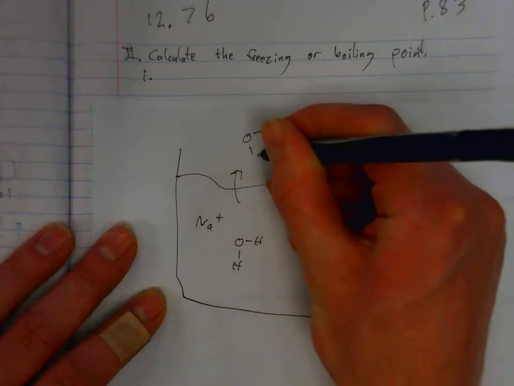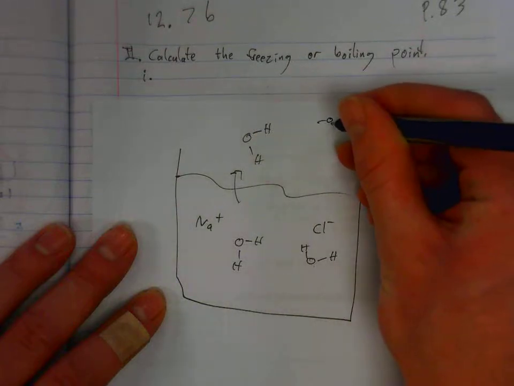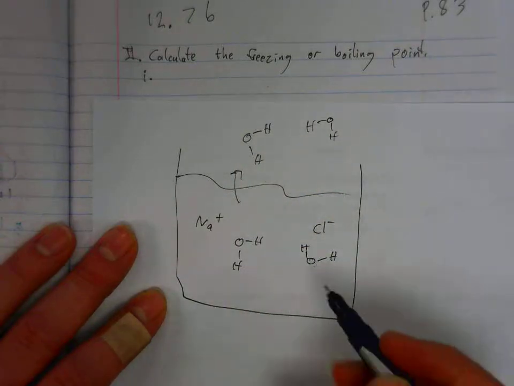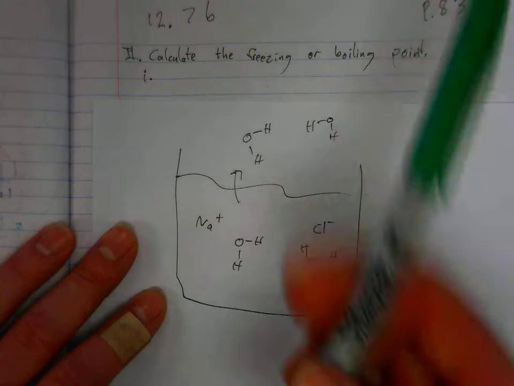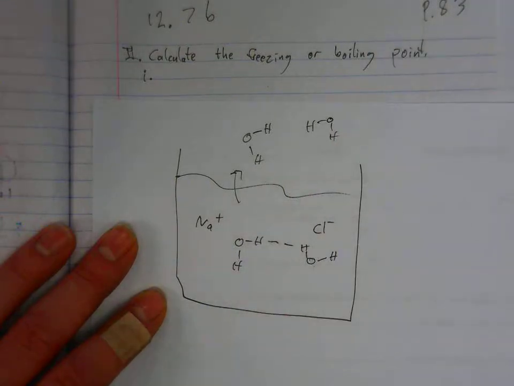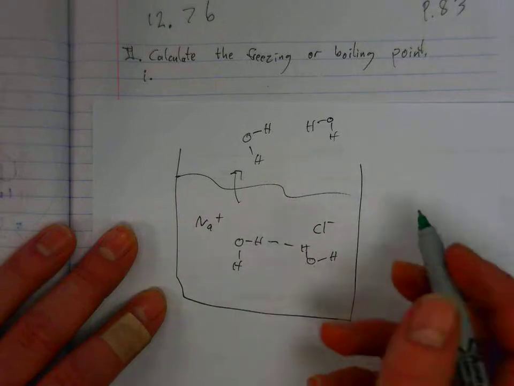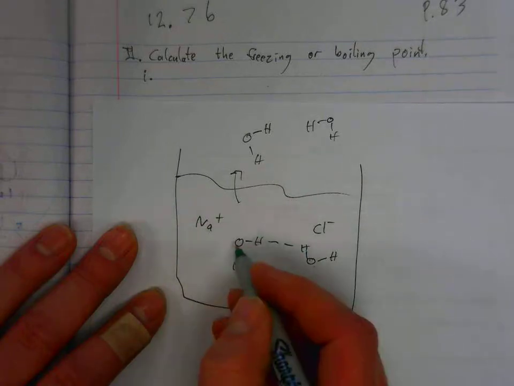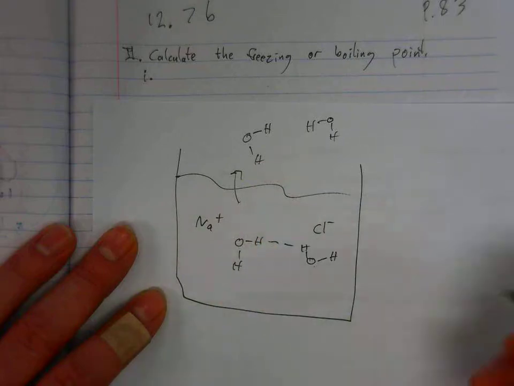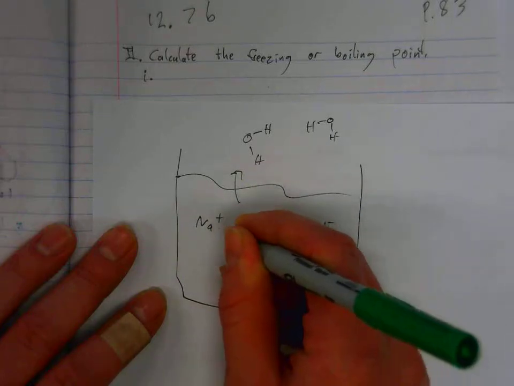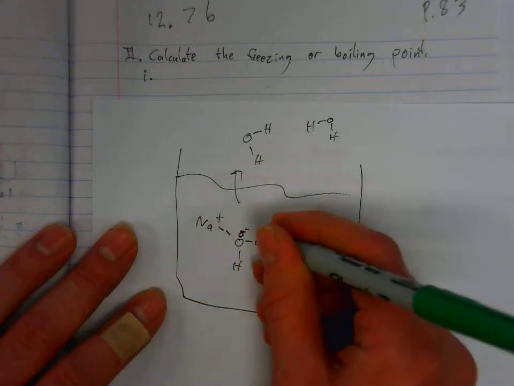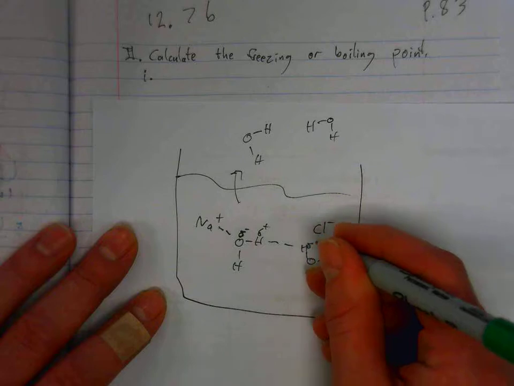Remember, there are attractive forces between water molecules called hydrogen bonds. What happens here between the positive sodium and the negative end of the oxygen? Well, we have attractive forces there too, right? There's a partial negative on the oxygen, a partial positive on the hydrogen. And so that means we have some other attractive forces here between the negative ions and the positive ions of water.